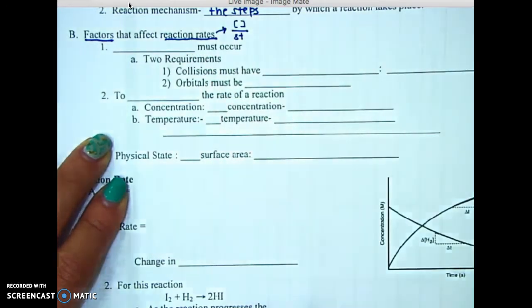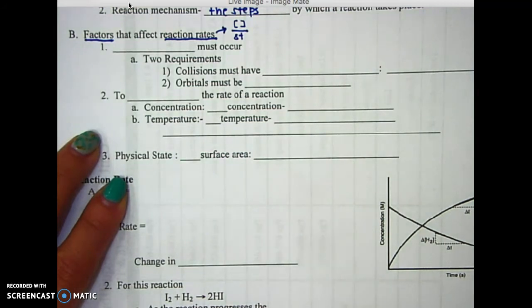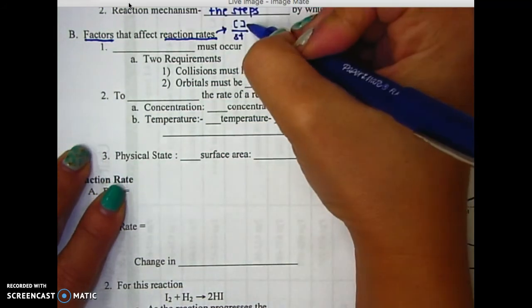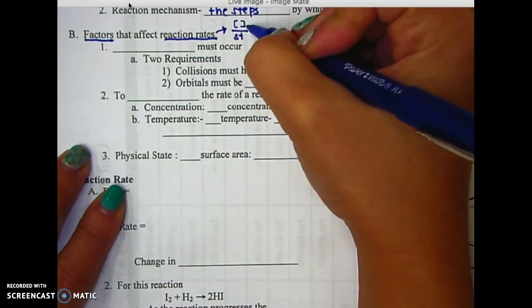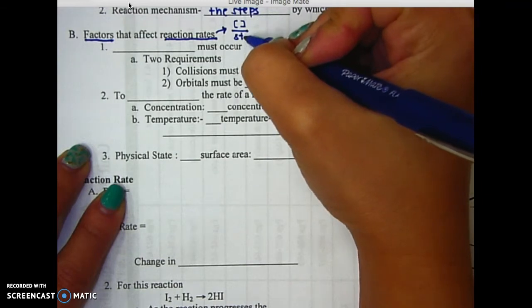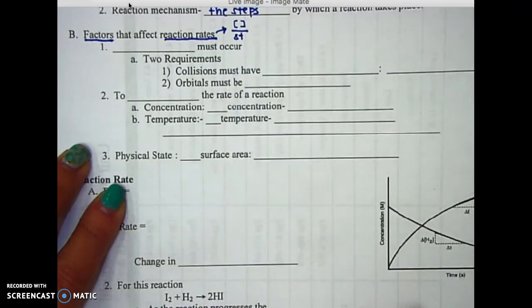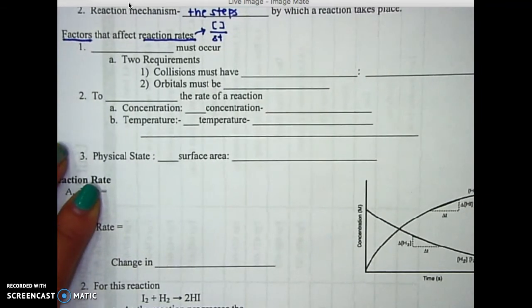So whenever we talk about a rate, we're talking about how fast a reaction or how slow a reaction is going. But when we say how fast or slow, we're really looking at the concentration of things disappearing or the concentrations of things getting made versus time. So time is always an important element when we're considering our rate.